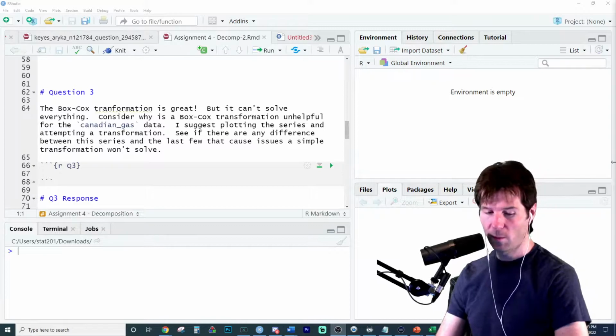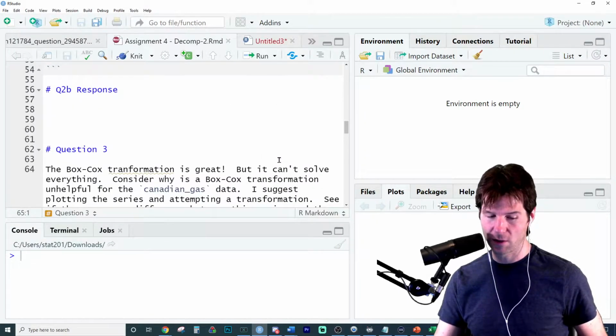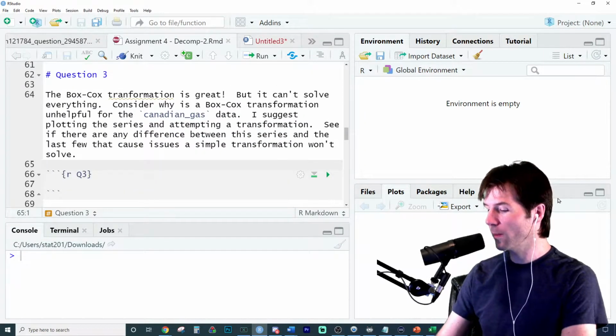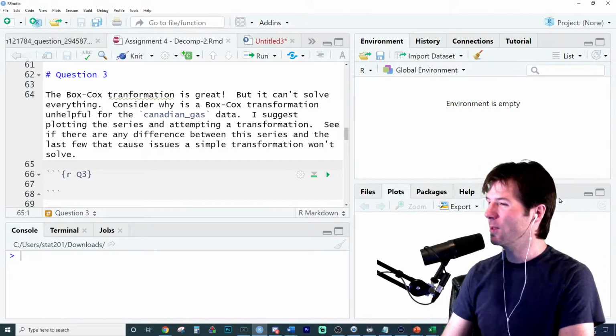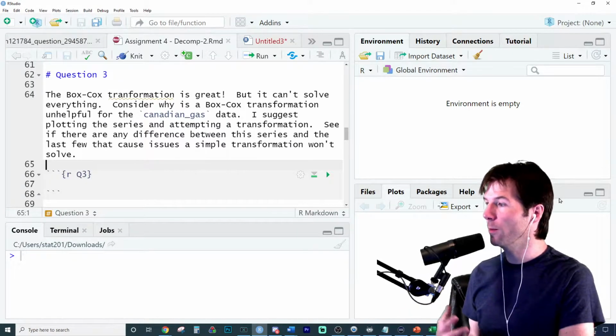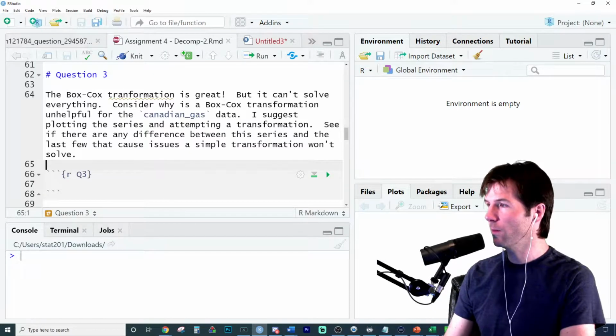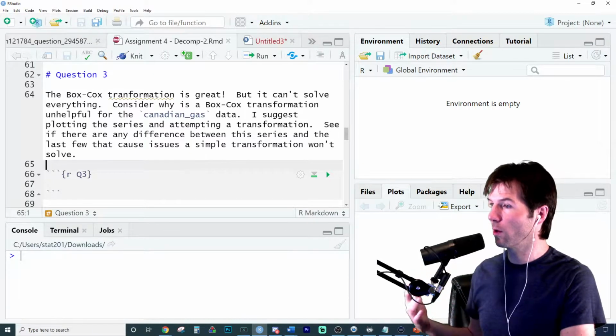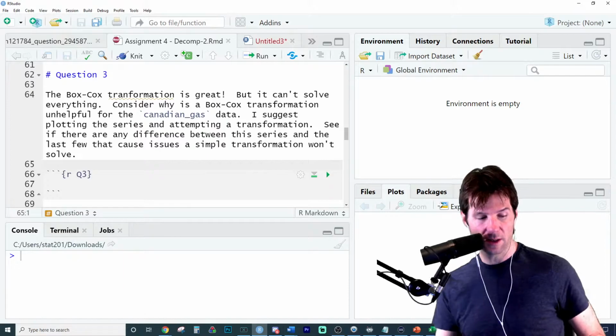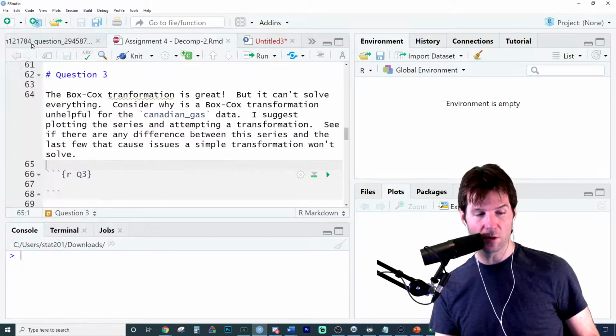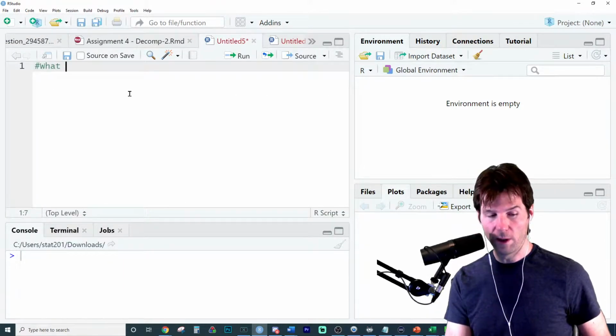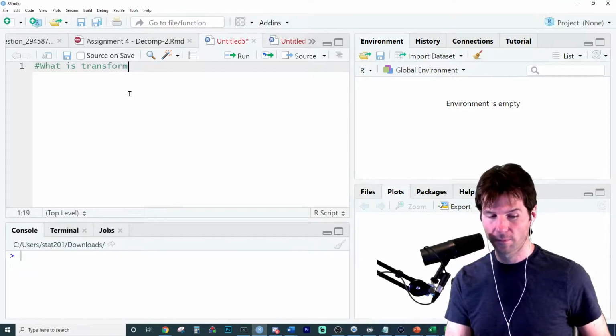Okay, so what is the Box Cox transformation? The Box Cox transformation is basically a series of transformations. And what do we mean by transforming data? So Colton, what does it mean to transform data? Transforming data is the first thing we really need to understand. So let's take some notes right here and ask, what is transforming data?